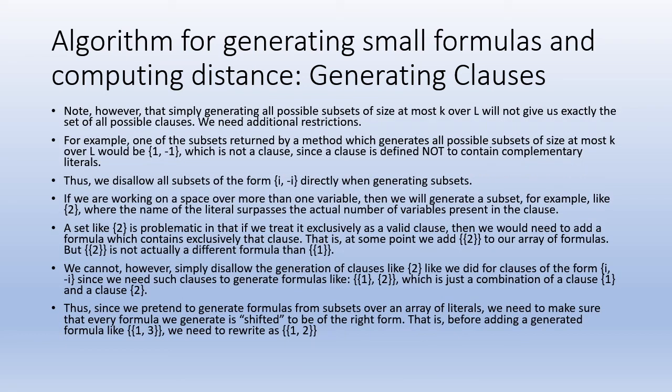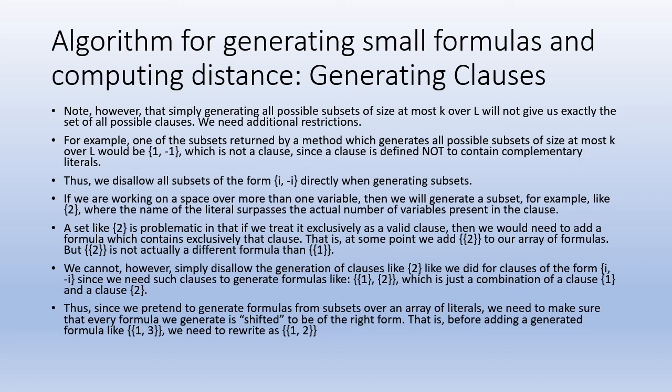Note, however, that simply generating all possible subsets of size at most k over our list of literals L will not give us exactly the set of all possible clauses. We need additional restrictions. For example, one of the subsets returned by a method which generates all possible subsets of size at most k over L would be the set containing 1 and -1, which is not a clause, since a clause is defined not to contain complementary literals. Thus, we disallow all subsets of the form i, -i directly when generating subsets.